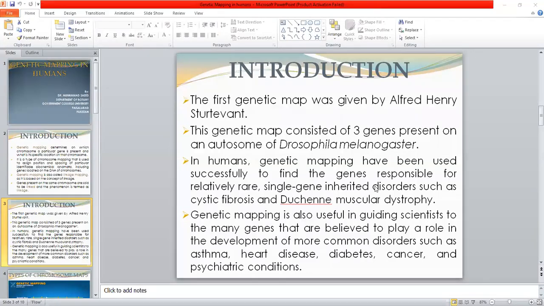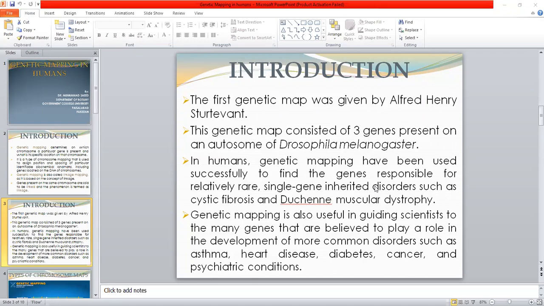Genetic mapping is useful in guiding scientists to many genes that are believed to play a role in the development of more common disorders such as asthma, heart disease, diabetes, cancer, and psychiatric conditions. So genetic mapping can also identify a number of genes which are involved in the development of these disorders. The genes responsible for these disorders are also identified with the help of genetic mapping.